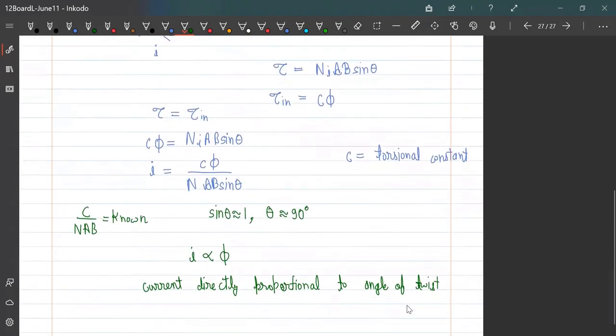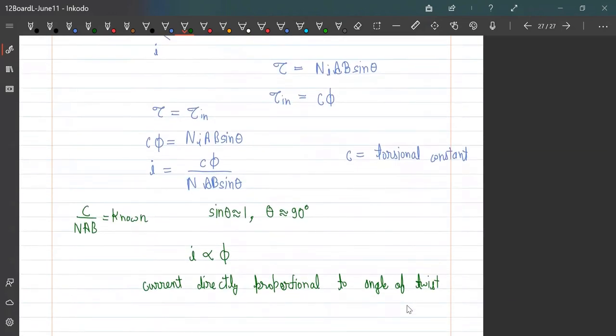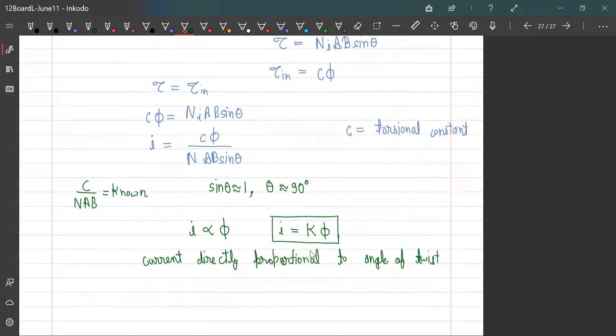It's placed inside a magnet. So we can write current is proportional to some constant times phi. That is the principle of the moving coil galvanometer. I can write the value of K will be just equal to C upon NAB.